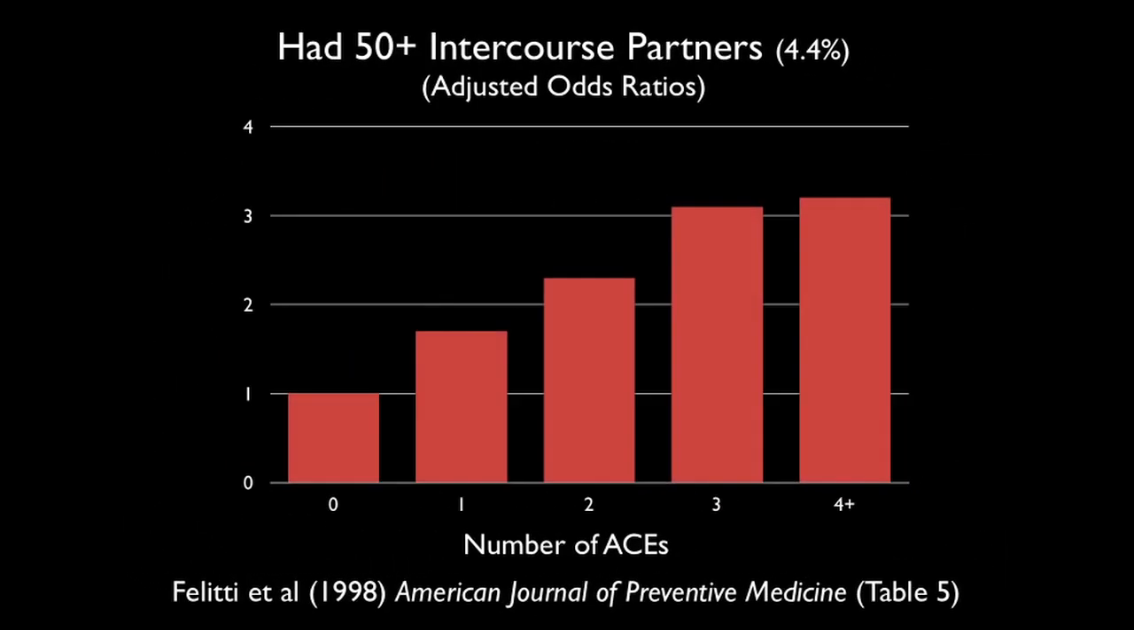This is an item that looks at promiscuity. And we can see that the likelihood of having had 50 or more intercourse partners is a little over 3 times as great if a person had experienced 3 or 4 or more ACEs compared to people who had experienced no ACEs.